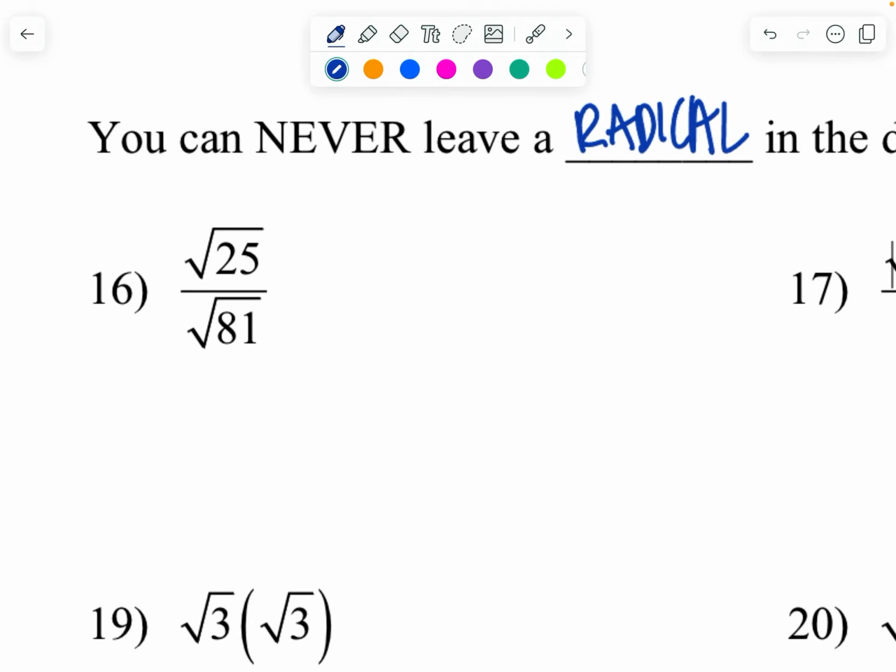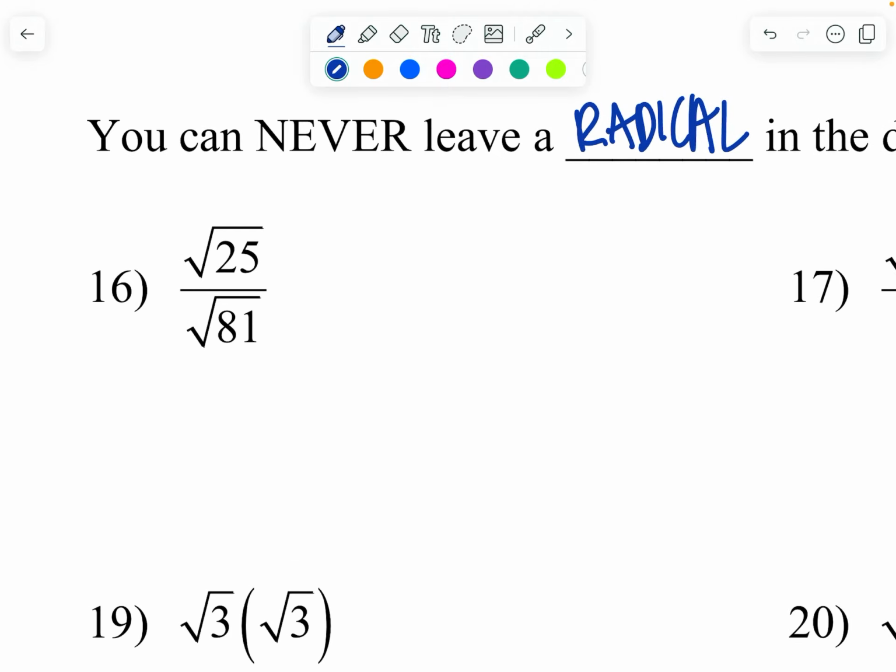Number 16, I can't leave a square root in the denominator, but don't forget that list from earlier. These are both perfect squares, and so you just evaluate each of your square roots and you are done, and you don't have to worry that there's a square root left in the denominator.